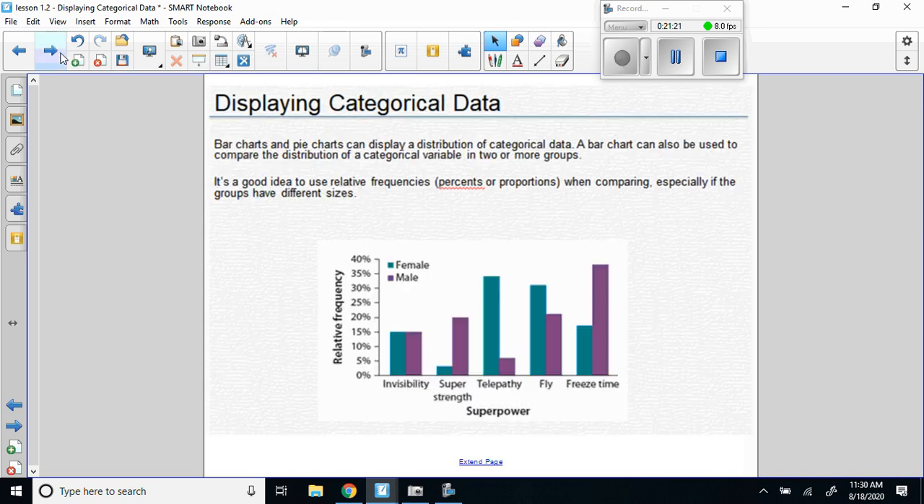Now, here's the real cool thing that the bar chart has on the pie chart. The pie chart can only handle one category, as far as one grouping. The bar chart can handle, guess what? Multiples. Right now, this is two. They looked at relative frequency, and they looked at superpowers with respect to male and female. Yes, they took a survey from Marvel. So they compared male and female per each category.